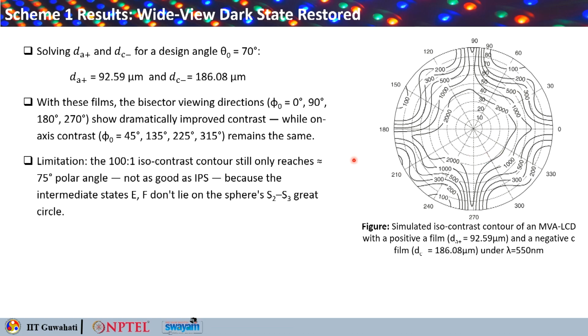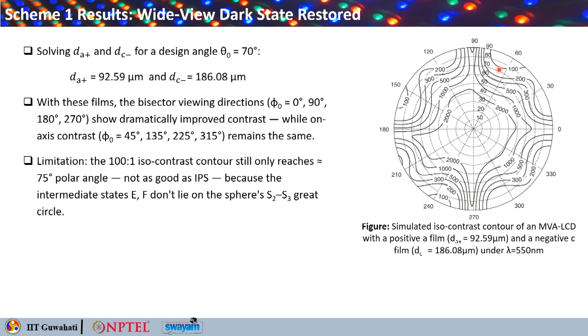So these are very good improvements, but one limitation is that the 100:1 contrast ratio iso-contrast still only reaches 75 degree polar angle, which is somewhere here. Yes, that's 75 degrees.